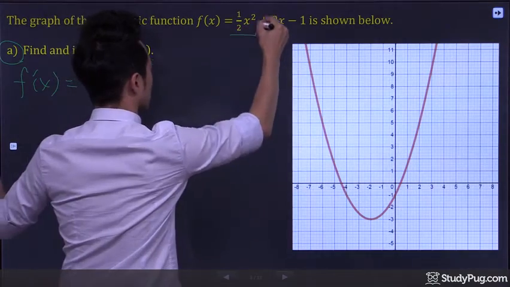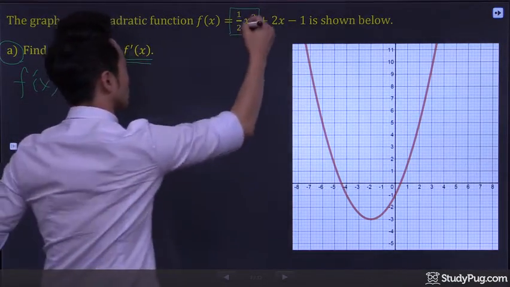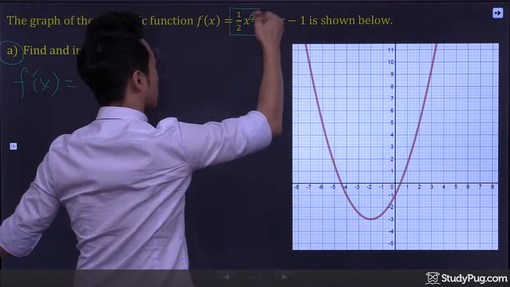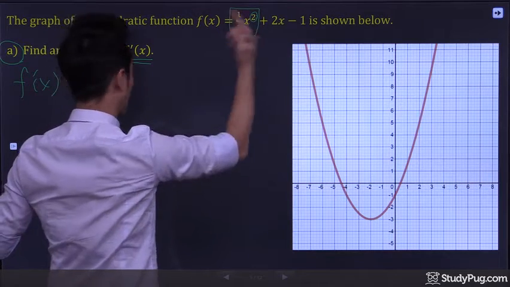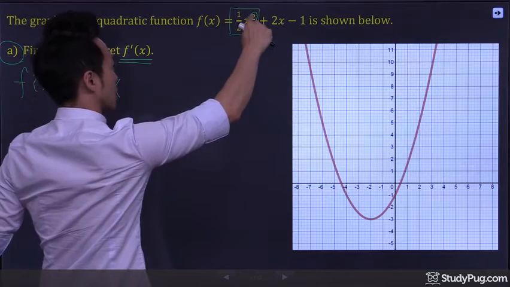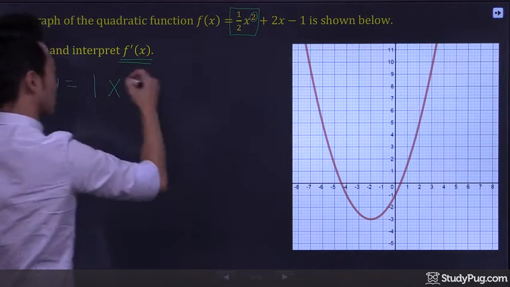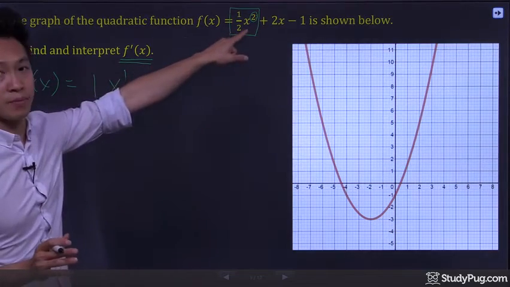Start with the first term, 1 over 2 x squared. The power rule tells us that we're going to bring the exponent 2 to the front times 1 over 2, then we get 1, x. Now, exponent 2 subtracts 1, we get 1. Right? So that's the derivative for the first term.